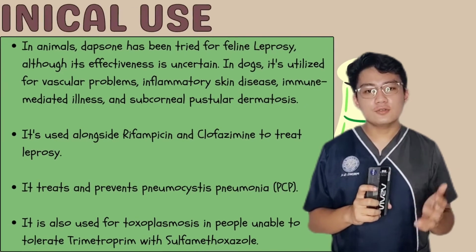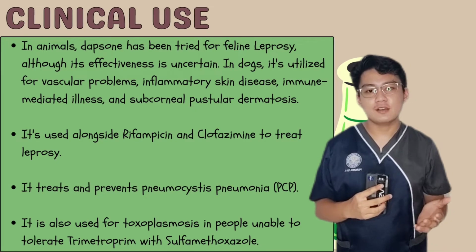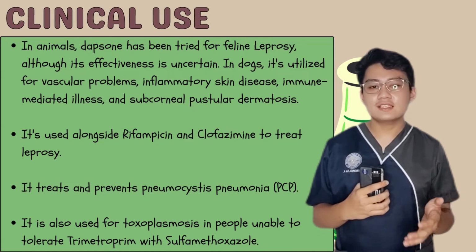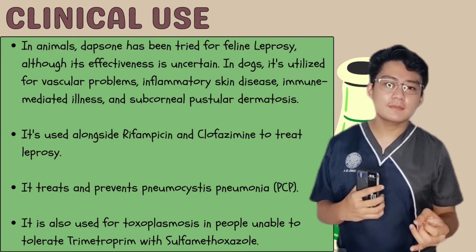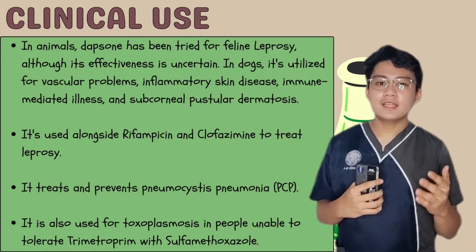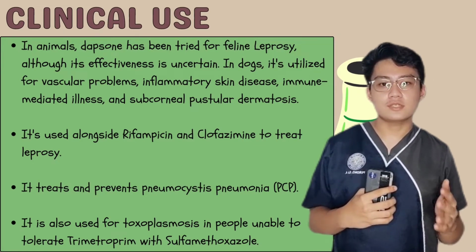For its clinical use in animals, dapsone has been tried for feline leprosy, although its effectiveness is uncertain. In dogs, it is used for vascular problems, inflammatory skin disease, immune-mediated illness, and subcorneal pustular dermatosis.